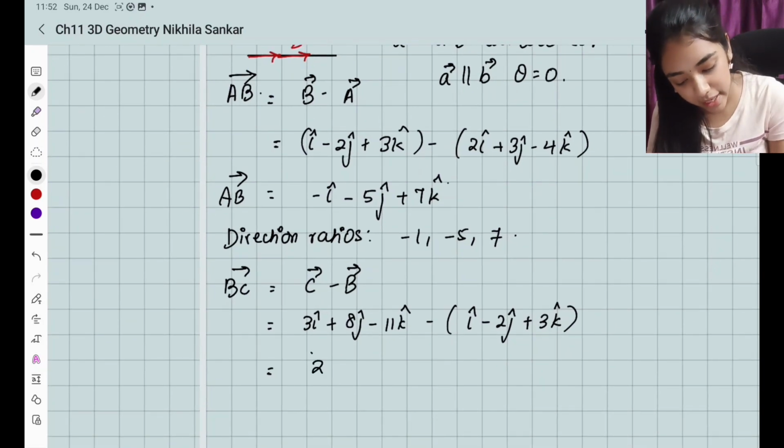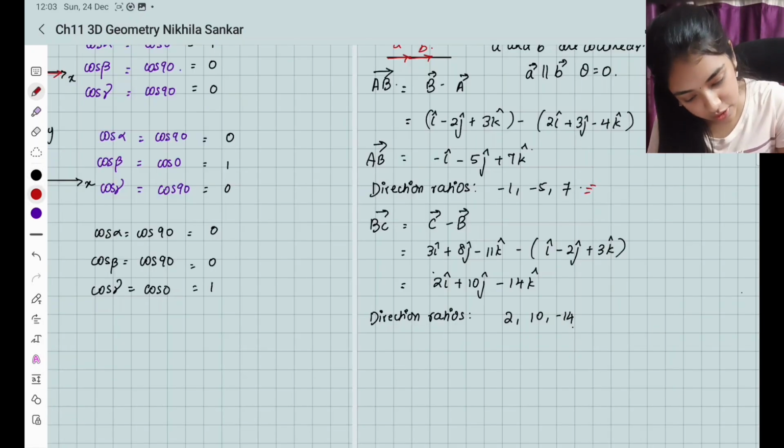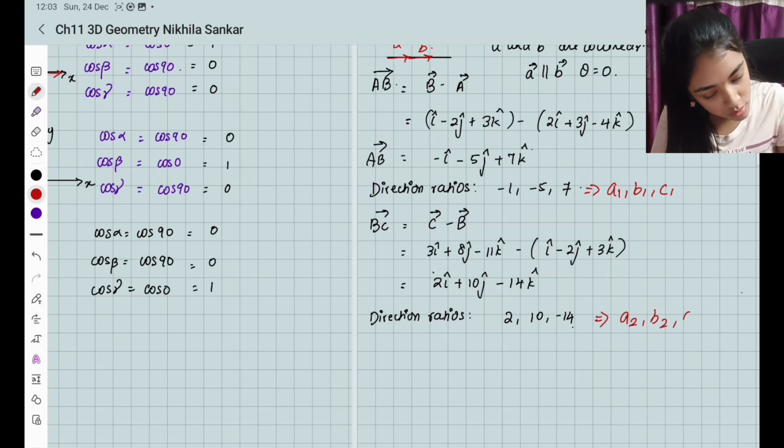Okay, 3i minus I is 2i, 8 minus of minus j is going to be 10j, minus 11 minus 3 is going to be minus 14k. இப்போ இந்த கேஸ்ல direction ratios என்ன? Direction ratios are going to be 2, 10 and minus 14. So this is going to be A1, B1 and C1. இதெல்லாம் என்ன? Direction ratios. And this is going to be A2, B2, C2.